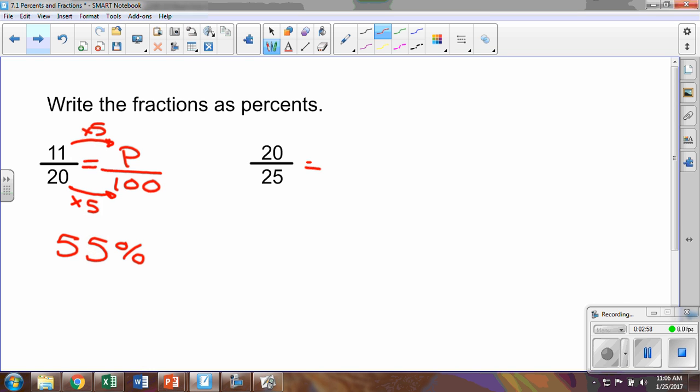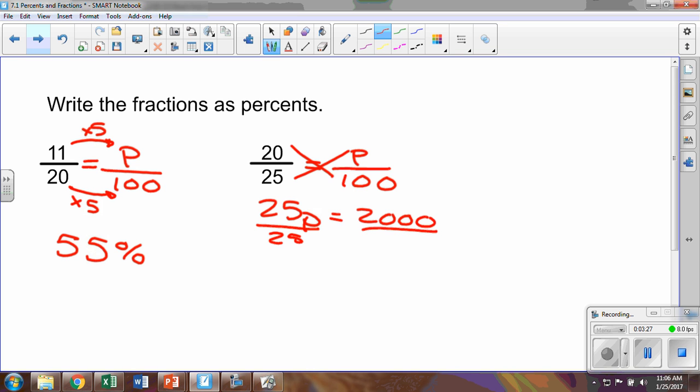20 over 25. And yes, if we wanted to, we could use times 4 to calculate the answer using the equivalent ratios method. But of course, if we want to, we can still use cross multiply. That's another valid technique. We could take 25 times p equal to 20 times 100, which would equal 2,000. And when we divide it out by 25, we get our answer of 80%.